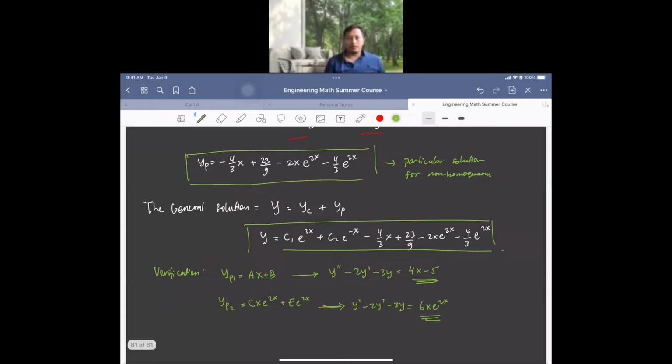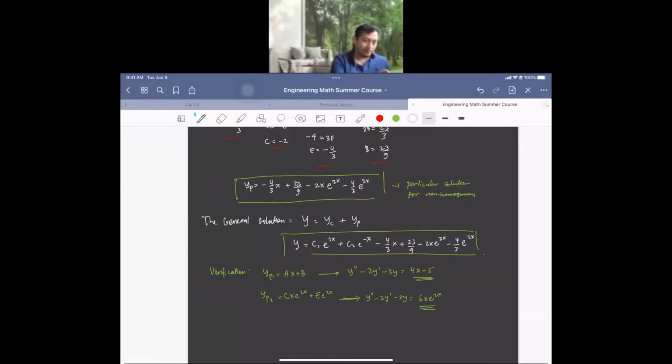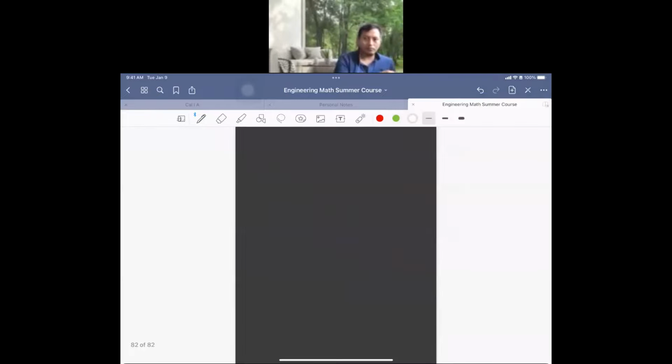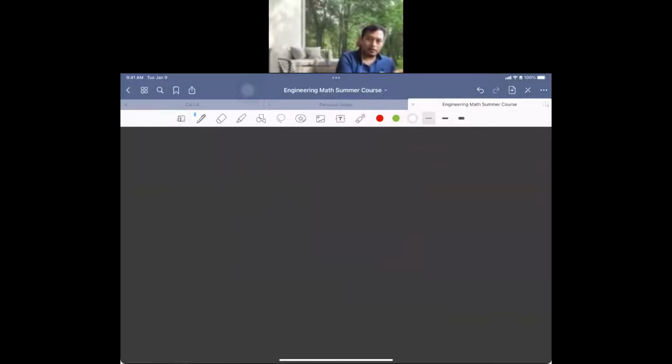Okay, let me go through how to use the undetermined coefficients method for trigonometry. So let's say we need to solve y double prime minus y prime plus y equals sine 3x.